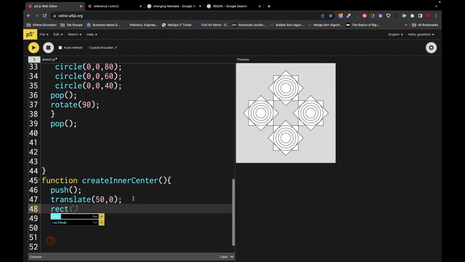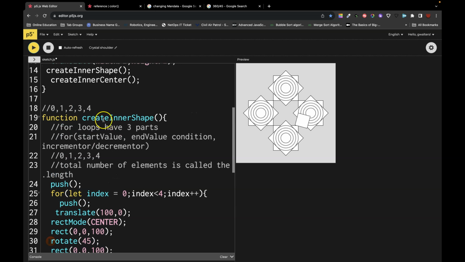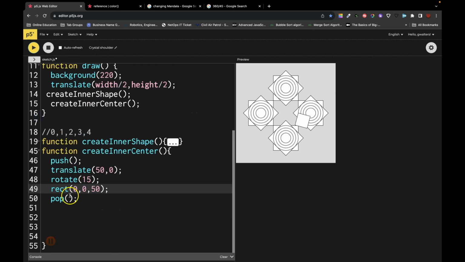Okay, so let's rotate, and I'm just going to rotate like 15 degrees and then draw a rectangle at the zeros, and I'll have it as, like, let's say a size of 50. Let's see what that looks like. Okay, now this is on top because I'm drawing it after I'm drawing this inner shape, I'm doing that inner center. Okay, so basically I want this, after I translate, I'm going to rotate and do this rectangle every single time.